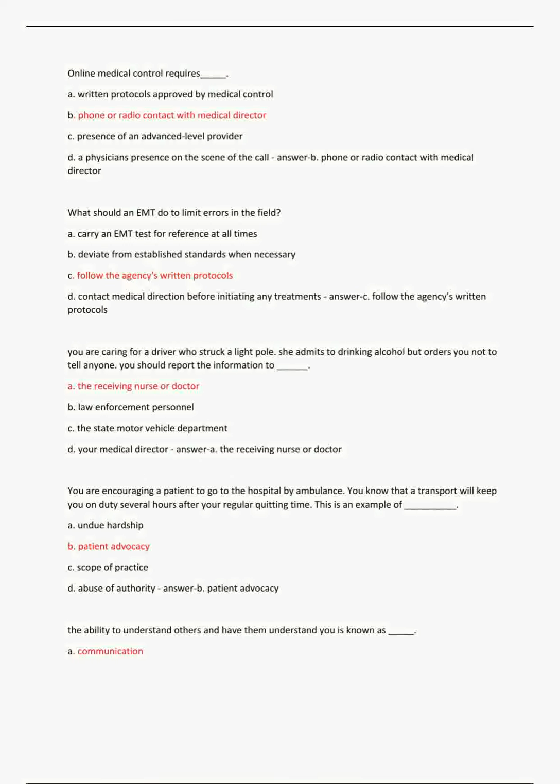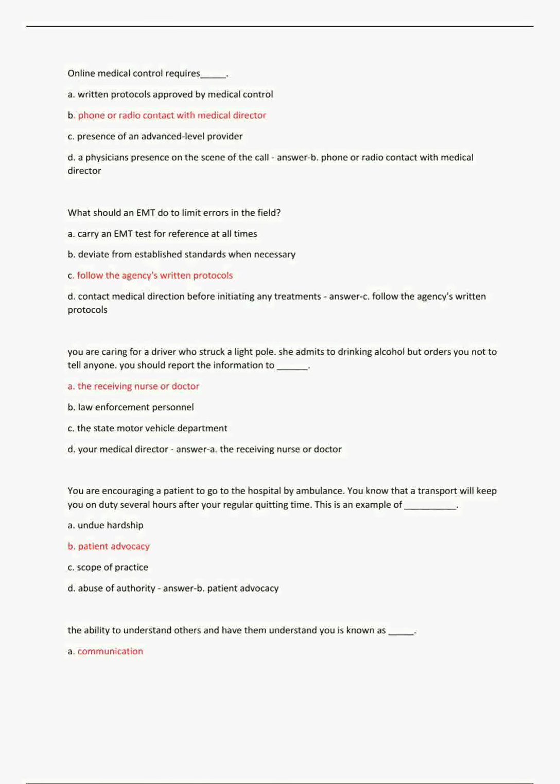Online medical control requires: A. Written protocols approved by medical control. B. Phone or radio contact with medical director. C. Presence of an advanced level provider. D. A physician's presence on the scene of the call. Answer: B. Phone or radio contact with medical director.